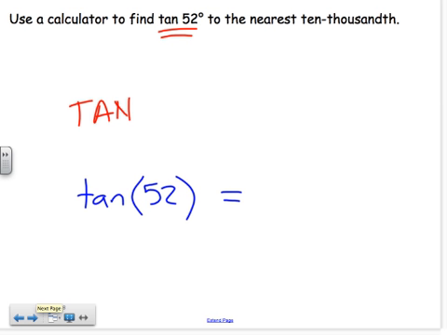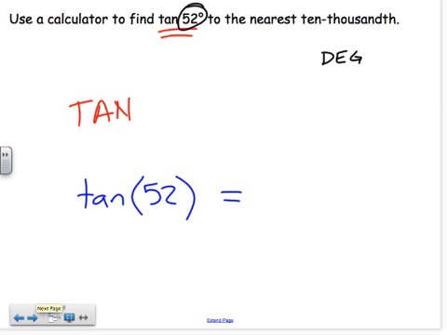The key is you want to make sure on your calculator in the bottom right corner of the screen that it says DEG for degrees. If it doesn't say degrees, raise your hand and I'll come around and help you get your calculator in degrees. There's also radians, but we're dealing with degrees, right? Because 52 degrees. And you'll learn about radians in Algebra 2, so don't worry about it right now.